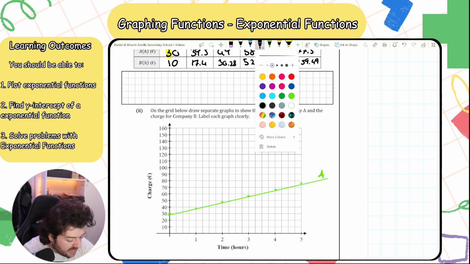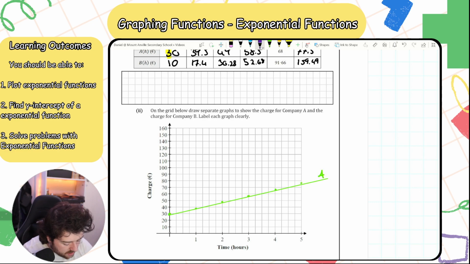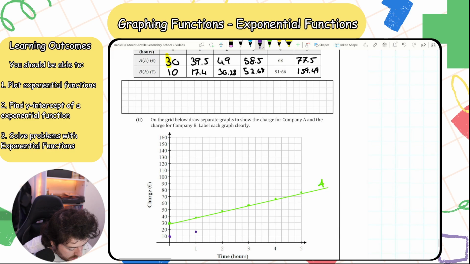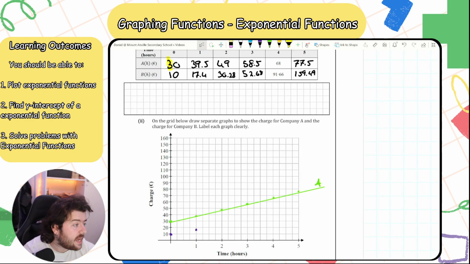I'm going to do company B in like purple or something, I don't know, because I feel like it. Right. 0 hours, they charge 10. 1 hour, they charge 17.4. After 2 hours, they charge 30.28, so that's just roughly going to be there.